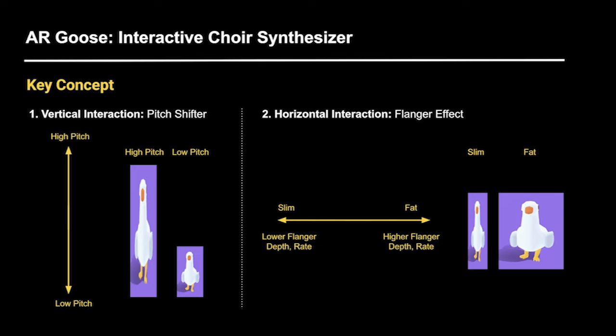And second, the horizontal interaction is matched with the flanger effect of the sound. So if the goose becomes fat, then the flanger rate and depth go higher. But if the goose becomes slim, the flanger effect goes lower.